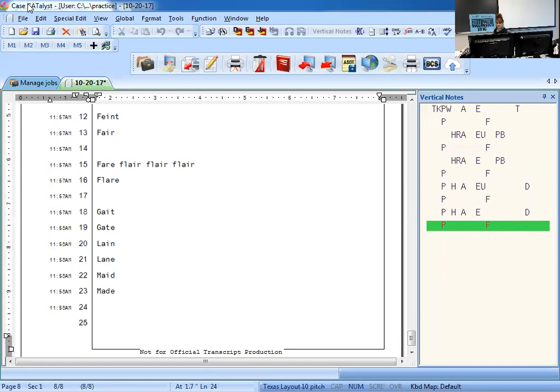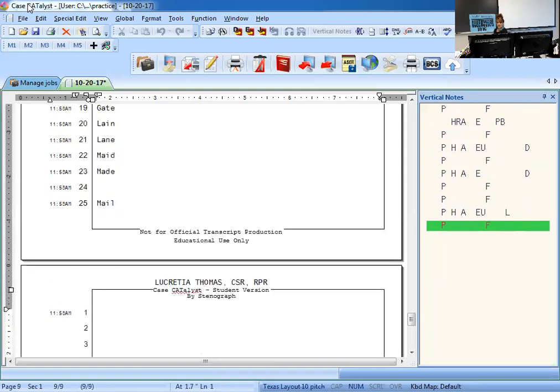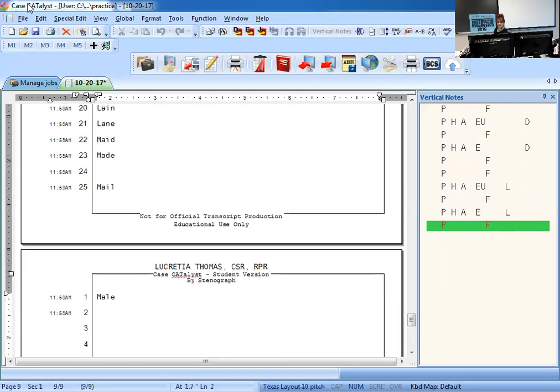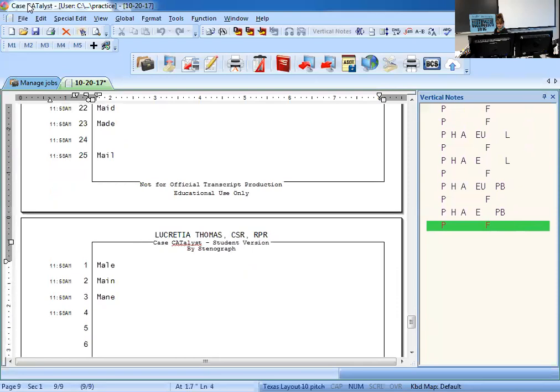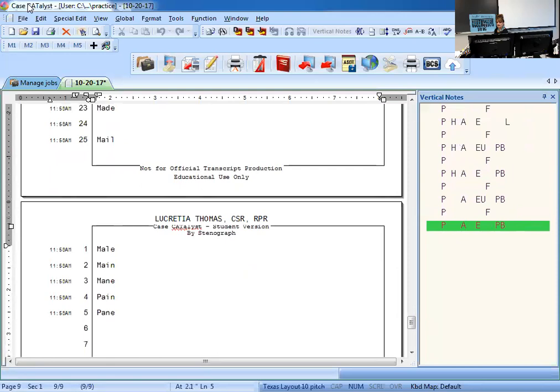Okay, male, as in the male we get, M long A-L. Male, as in a male versus female, M-A-E-L. Main, I was on the main highway, M long A-N, and then main as in hair, M-A-E-N. So this is pretty neat. Pain is P long A-N, window pane, P-A-E-N.